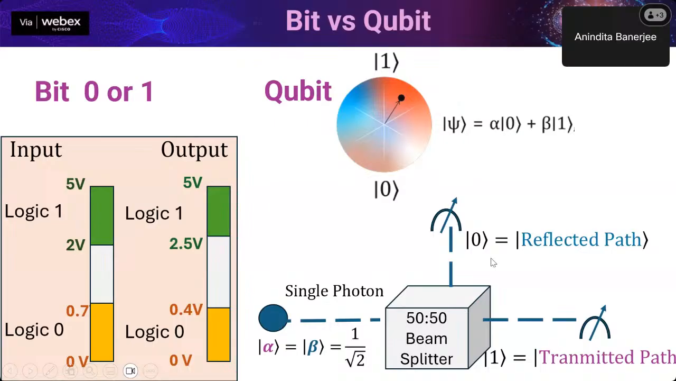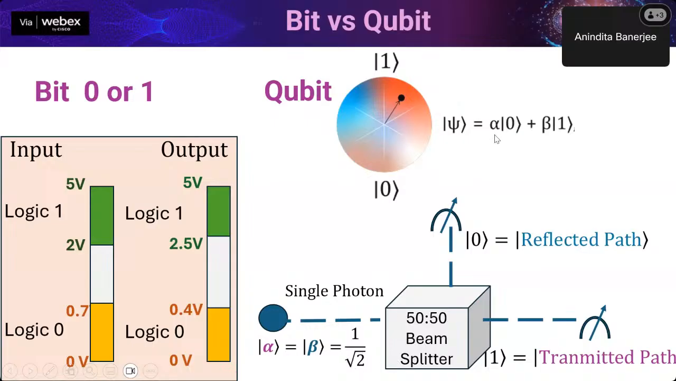The output state will be existing in both the paths. It will have the probabilities of its existence in both the paths, reflected and transmitted. So we have ideally a 50-50 split. The chance of getting it in the reflected path is half, and the chance of getting it in the transmitted path is half. These are not kets, alpha and beta are complex coefficients. So if mod alpha equals mod beta equals 1 by square root of 2, then mod square becomes half.